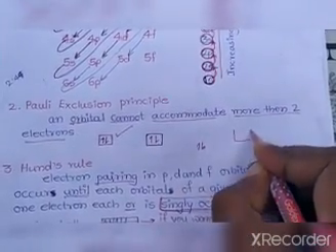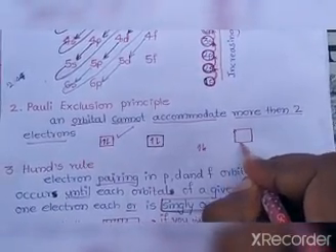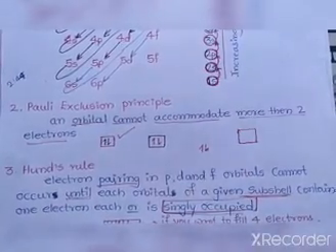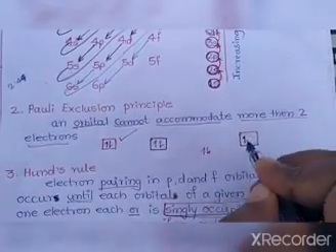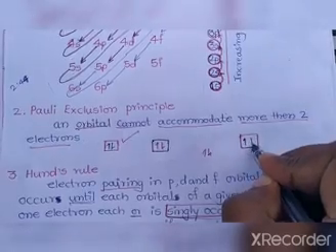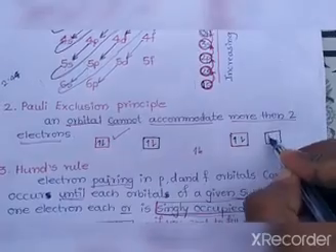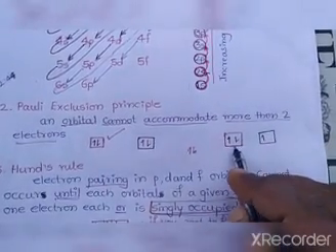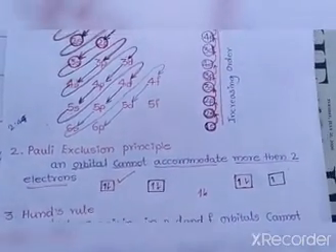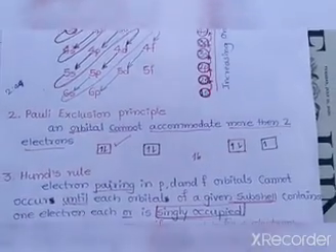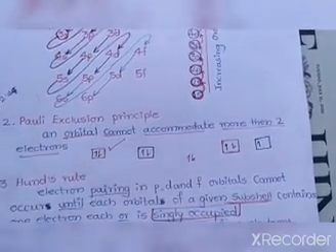The orbital is the residence of electrons. In this residence of electrons, what is the capacity to hold? It will hold only 2 electrons, 1 or 2. It may hold 1 electron, or it may hold 2 electrons, not more than 2. So while writing the electronic configuration, you have to remember that each orbital accommodates at most 2 electrons.